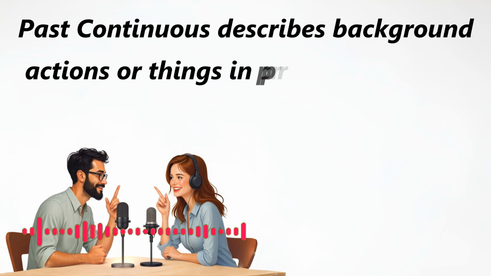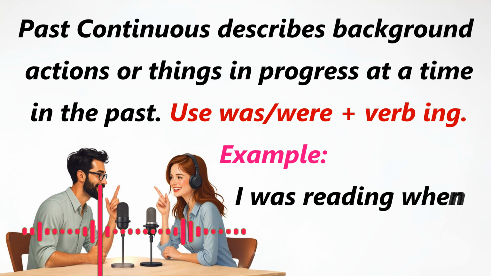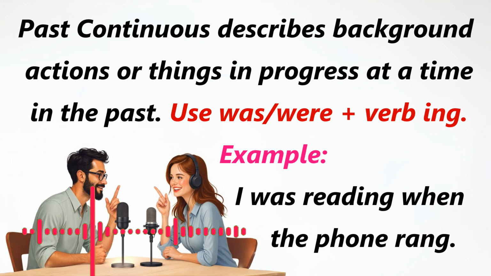Past continuous describes background actions or things in progress at a time in the past. Use was or were plus verb ing. Example: I was reading when the phone rang.